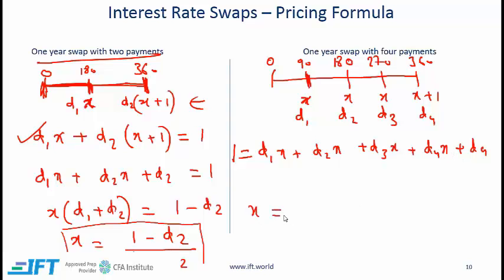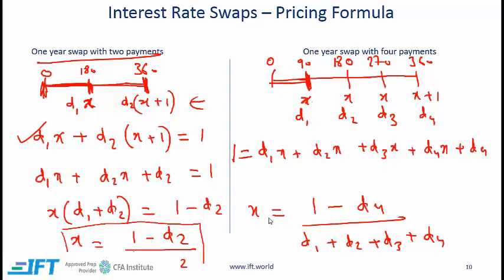So x will be 1 minus D4 divided by D1 plus D2 plus D3 plus D4. So I hope you see the pattern. The pattern is that your fixed payment at every period is equal to 1 minus the discount factor for the final payment divided by the sum of all the discount factors. Alright, so we can call this the formula for the fixed rate. So I'll just call this the fixed rate formula when I refer to it later.